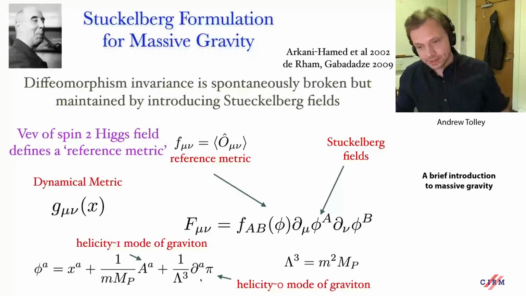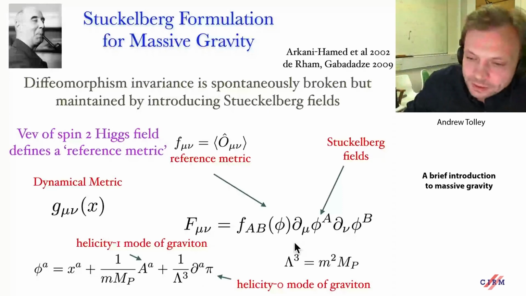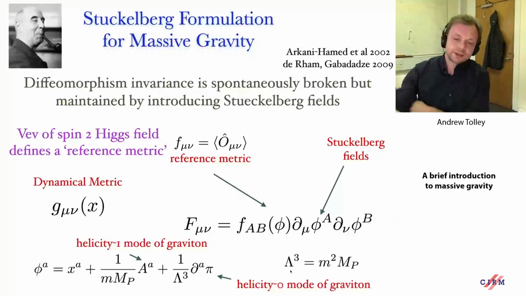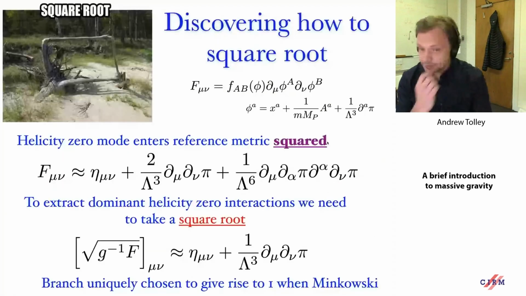And so it packages together in this scale Λ, usually called Λ_3, which is a geometric mean between the Planck mass and the mass of the spin 2 field. So it's closer to little m than it is to the Planck mass, but it's intermediate between m and M Planck. So we do that decomposition like before, and we do this decomposition on the reference metric. Now the crucial thing turns out to be discovering how to take the square root.